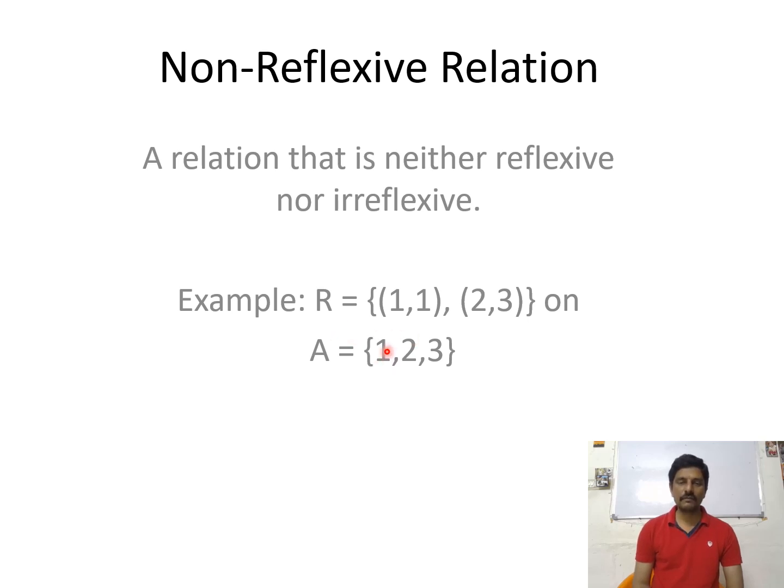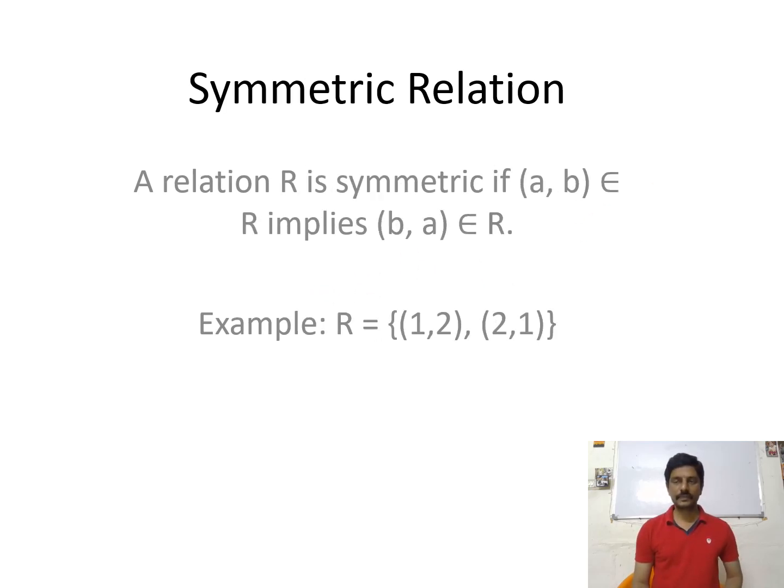So here 1 comma 1 is there, but 2 comma 2 is not there, and 3 comma 3 is not there. That means it is not completely reflexive. It is partially reflexive, that means it is a non-reflexive relation. It is not irreflexive. It is a non-reflexive relation. Clear?